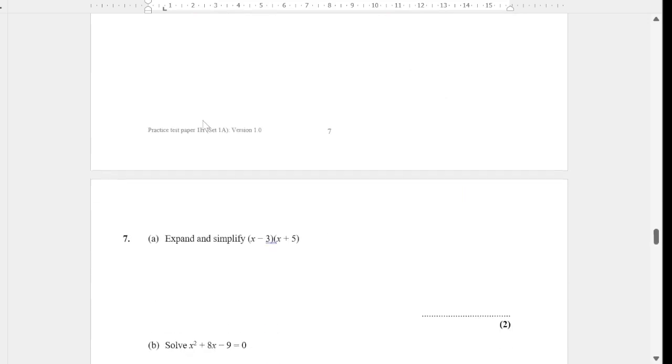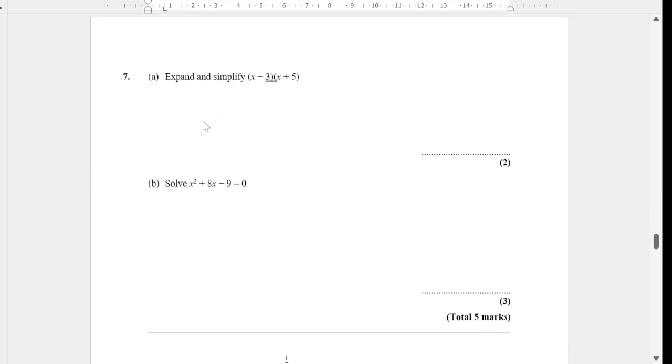Okay, question 7. Expand and simplify. So I'm going to go x times by x would give me x squared. X times by 5 would give me 5x. Minus 3 times by x would give me minus 3x. And then minus 3 times by 5 would give me minus 15. And I collect my middle terms. So I'm looking at x squared plus 2x minus 15.